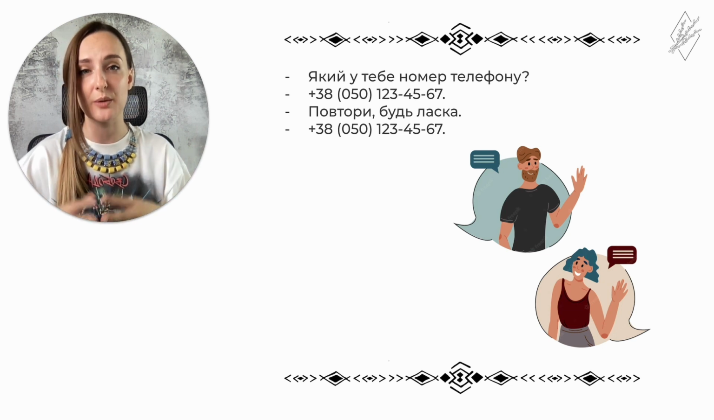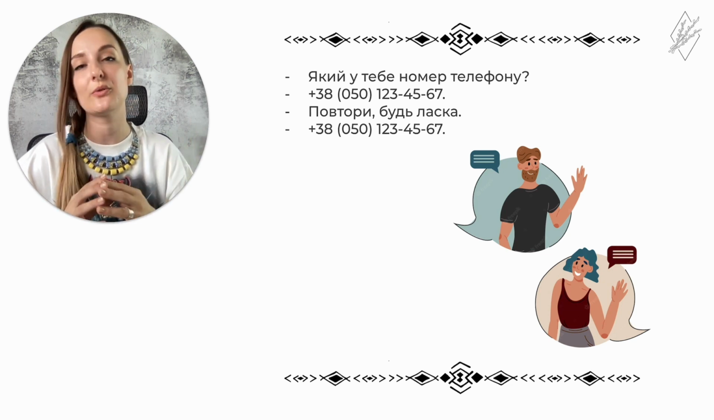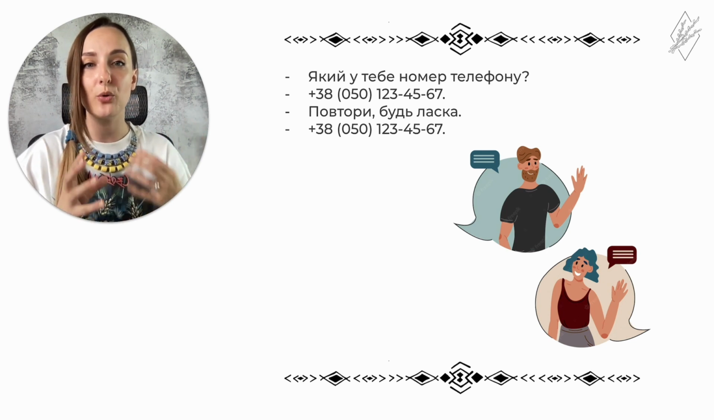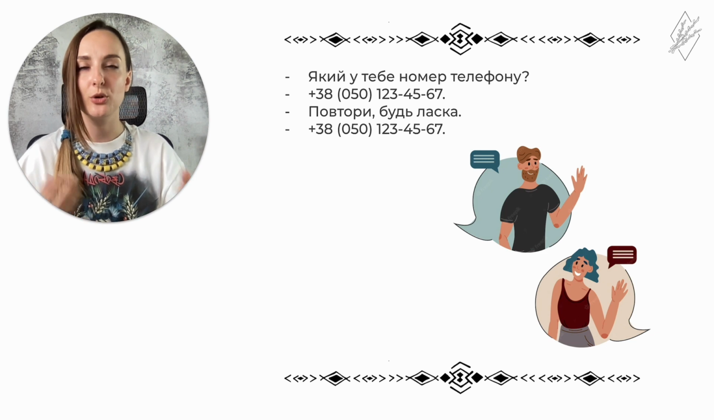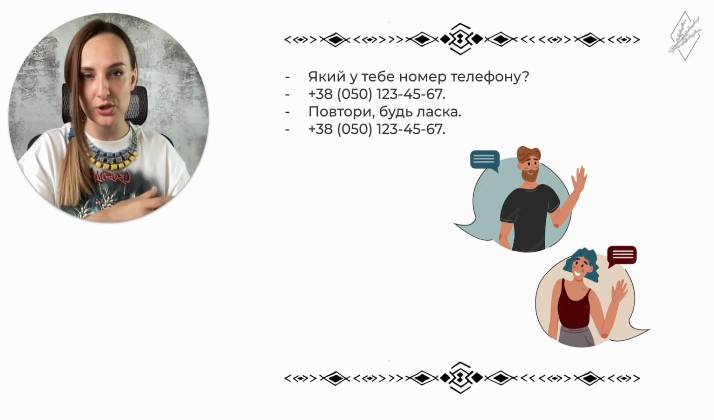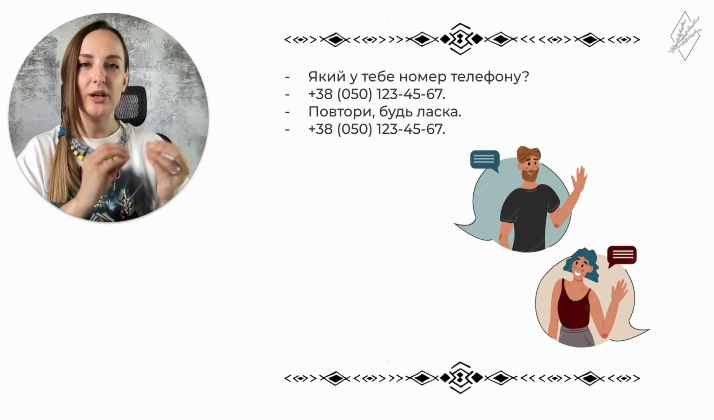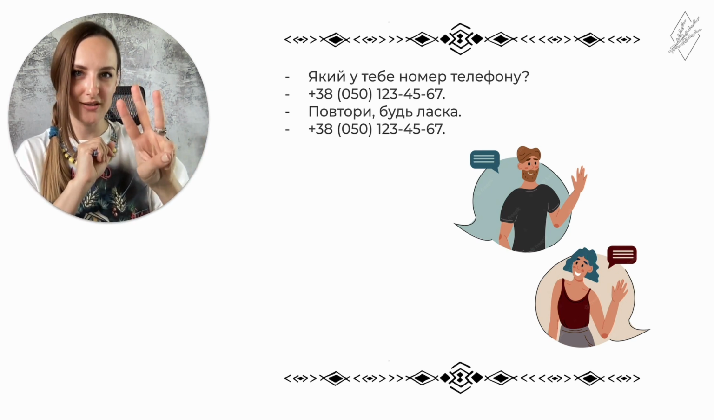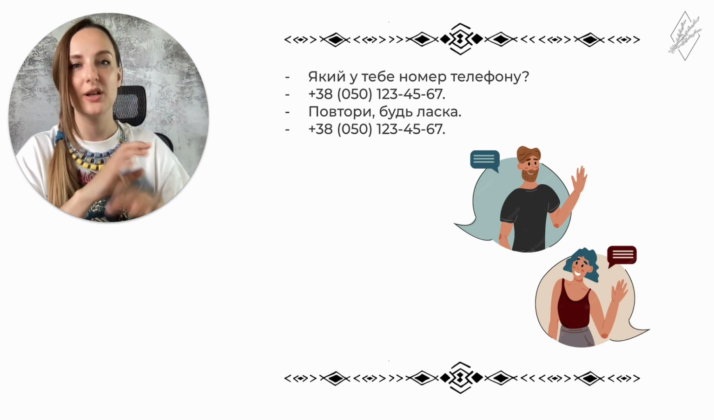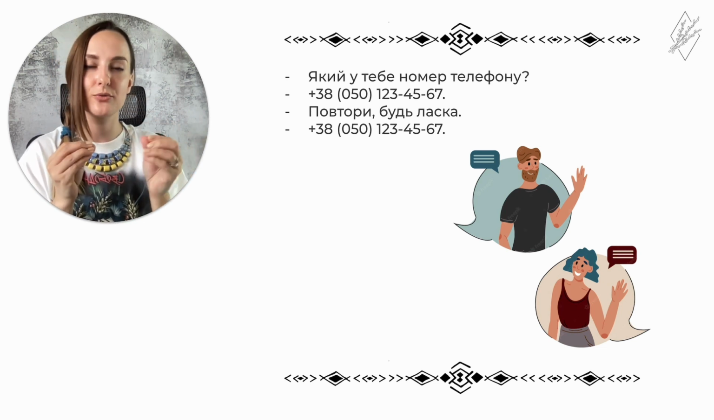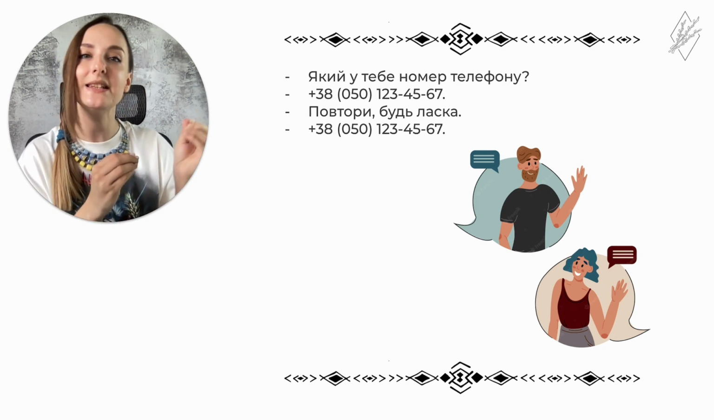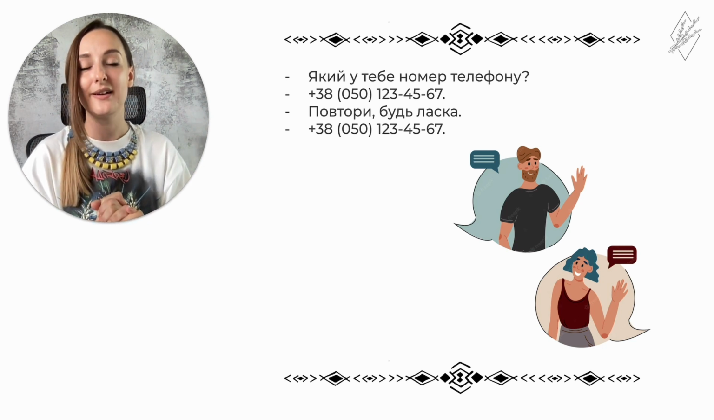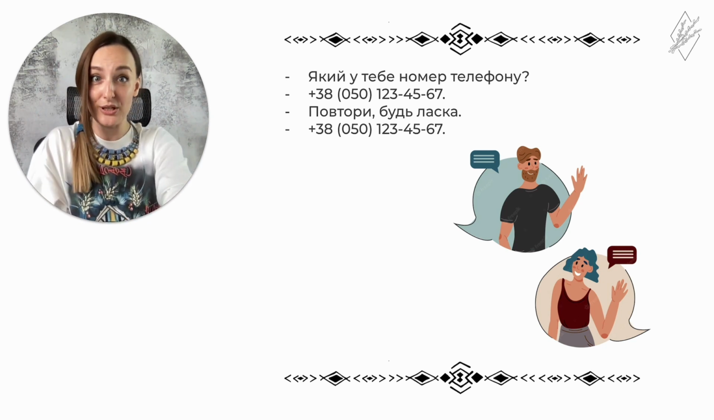So at first we say plus 38 because it's the code of Ukraine. Then in brackets we have the number of mobile operator, or it could be the code of the city, which we usually say 050, or it can be 067, 097, and so on. And then we say the first numeral from 3 numbers and 2 more for 2. 123, then 45, and 67. This is how we usually say our telephone numbers if we need to say them.